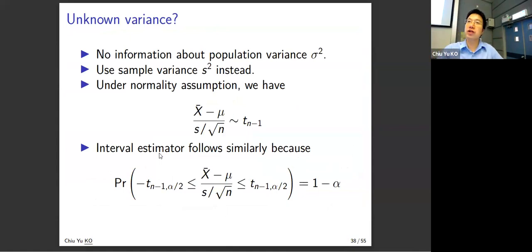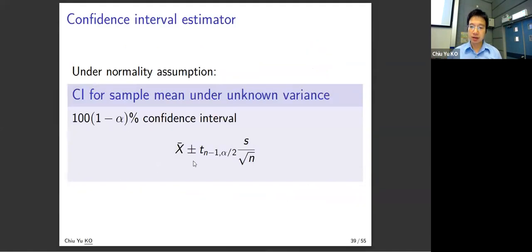The last one we want to talk about is what we call unknown variance. You would say this is not very difficult. The idea is the following. If we don't know sigma squared, we only know this S star, and we have to replace it by S, and we know this follows T with n minus one degrees of freedom. So the question is, what can we do? The interval estimate will be just the same.